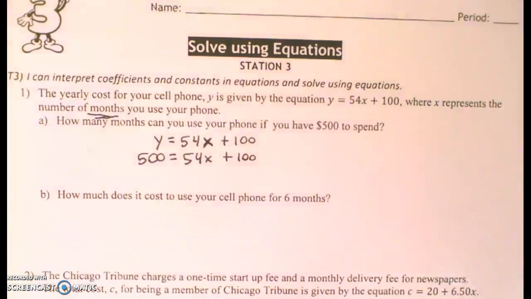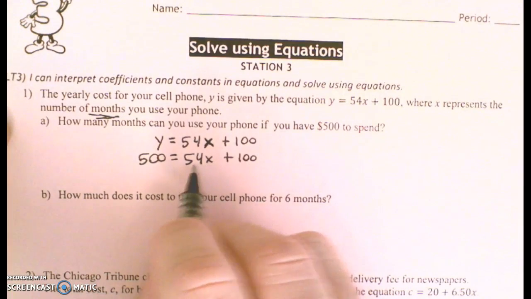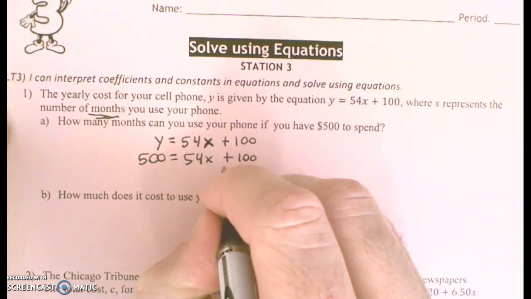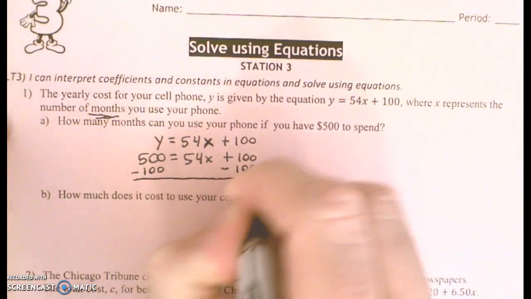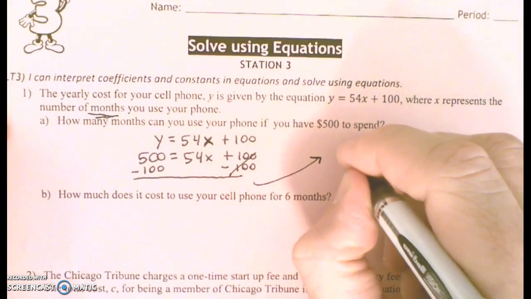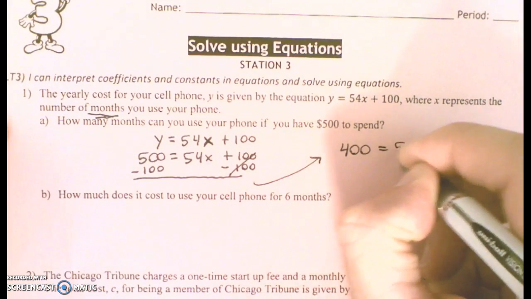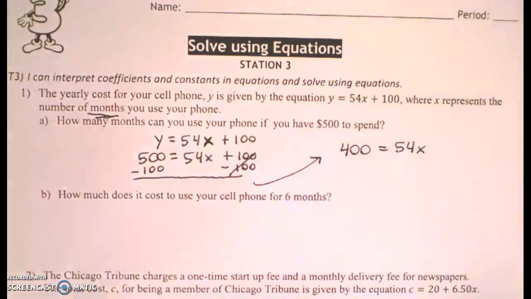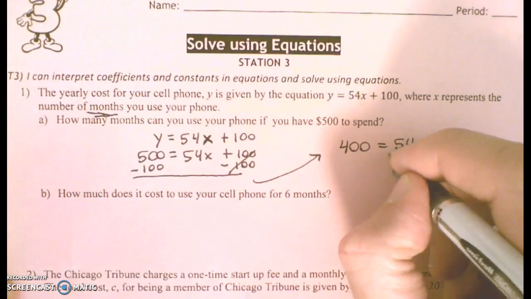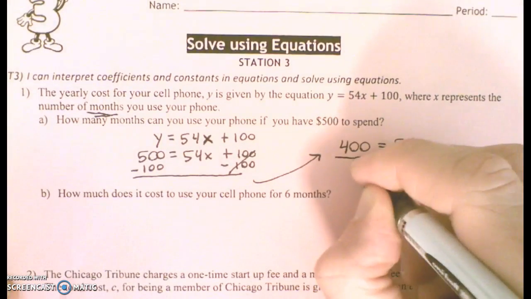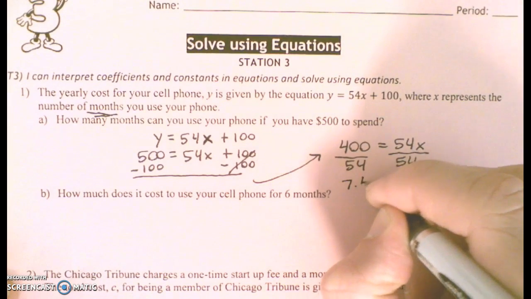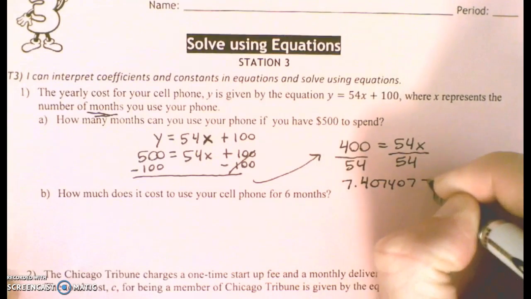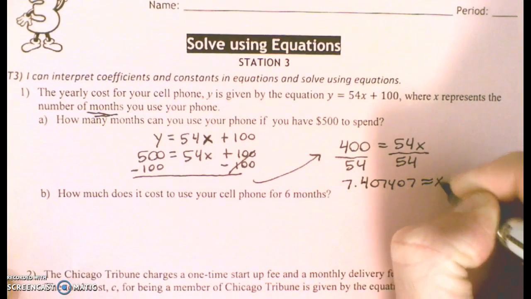So remember, the way solving works is that you undo your operations. So right now with the x, you're multiplying and you're adding. So to undo that, I have to subtract 100 from both sides. I'm going to bring that over here. 500 minus 100 is 400, equals 54x. To get the x by itself, I have to divide by 54. So that gives me a decimal, 7.407407. It's approximately what x equals.